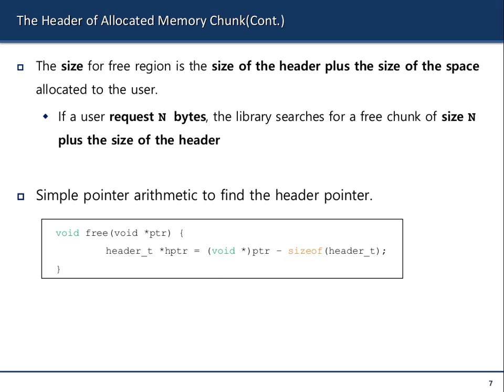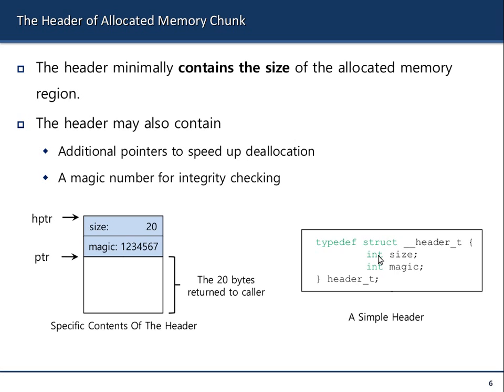Okay, the size for free region is the size of the header plus the size of the space allocated to the user. So, I'd like to emphasize this, na pag nagmalloc ka, okay, pag nagmalloc na si malloc 20, hindi lang 20 yung ina-allocate ng free space manager. 20 plus yung size ng header. Okay. In this case, 8 bytes. Kung int ba yun? So int, 4 bytes. So yung size ng header basically is 8 bytes. Okay?